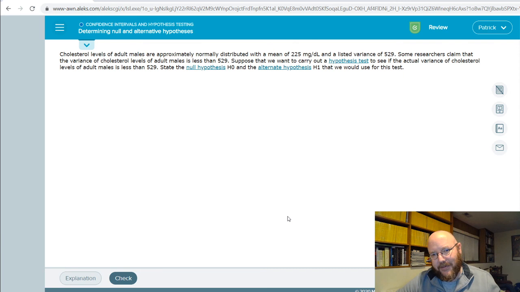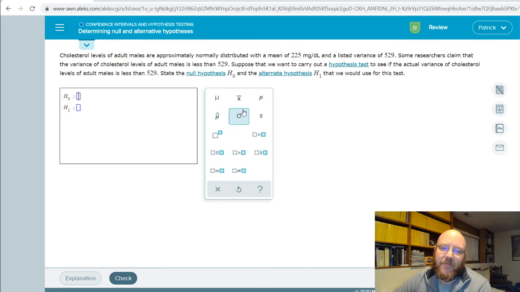All right, let's try another one. So here we go. You're going to have to use a lot of these different symbols, so you need to know what they are. So mu is mean, x bar is mean, but I don't think they use, this is sample mean, this is population mean. I don't think they use that one in this. P is proportion, sigma right here is standard deviation, and sigma squared is variance. Okay, maybe we'll get a variance one here.